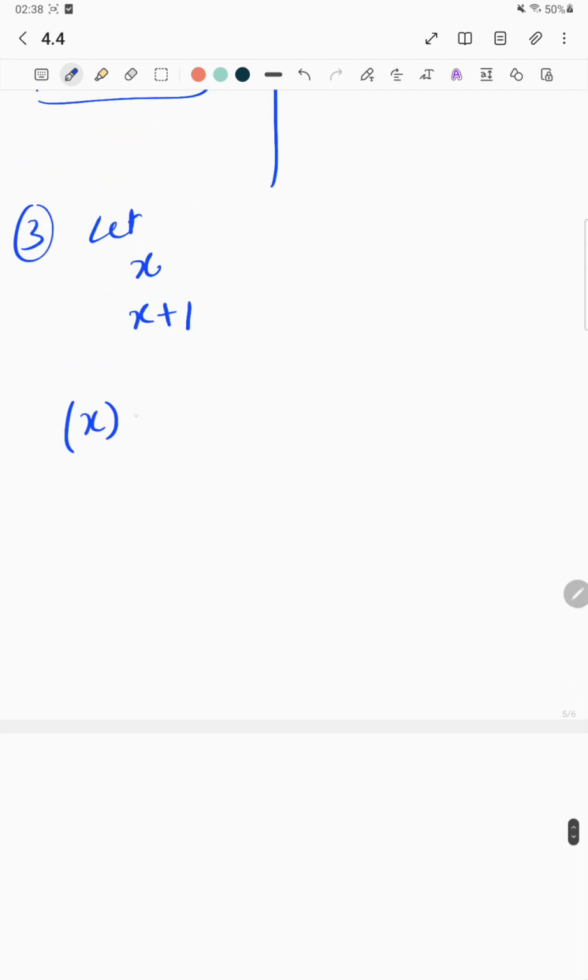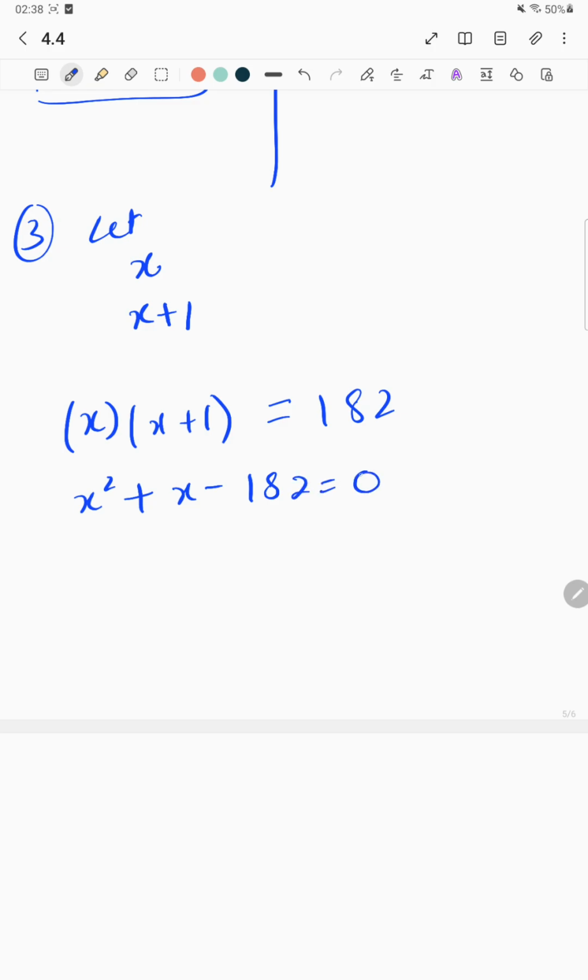So if we multiply them, x times (x plus 1) should be equal to 182. Product means multiplication. So it's x square plus x minus 182, which is equal to 0. Factorizing 182 is hard, so let's use the quadratic formula. A is equal to 1, B is equal to 1, and C is equal to minus 182.